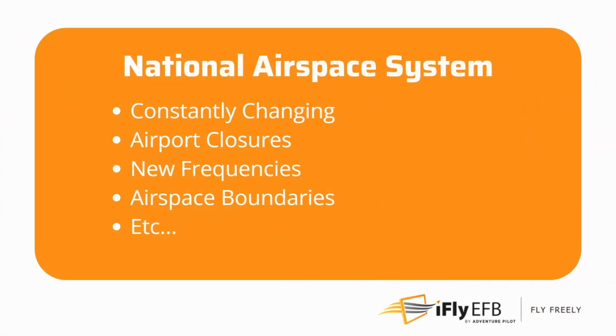So, before we begin, it's important to talk about the National Airspace System and why the FAA has established data cycles for updating their chart information. The National Airspace System is constantly changing, and there are a bunch of airport closures, new frequencies, and airspace boundaries that are all changing and can affect how your flight transpires.